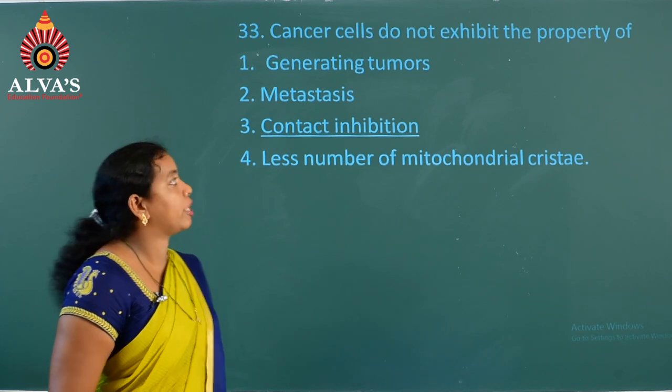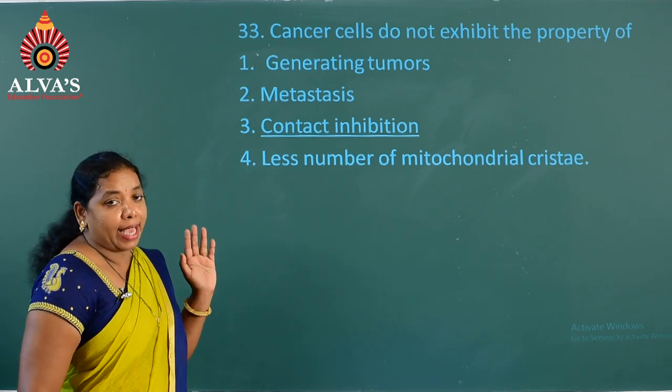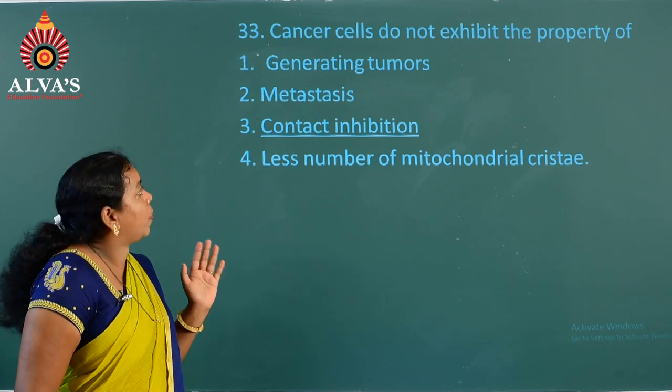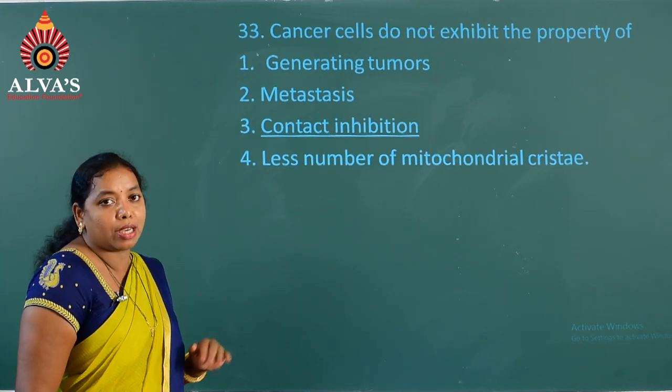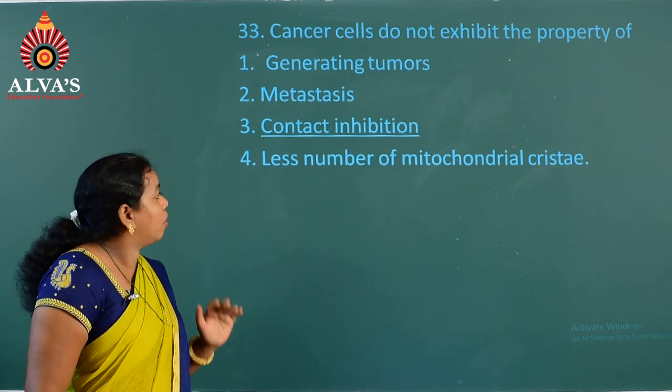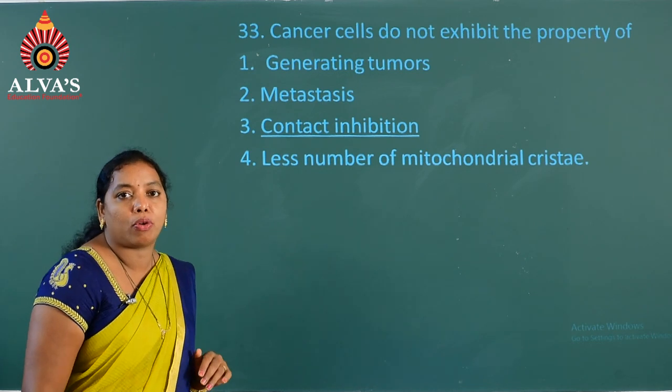Moving on to the next question, that is question number 33. Cancer cells do not exhibit the property of: the first one, generating tumors; the second one, metastasis; third one, contact inhibition; fourth one, less number of mitochondrial cristae.